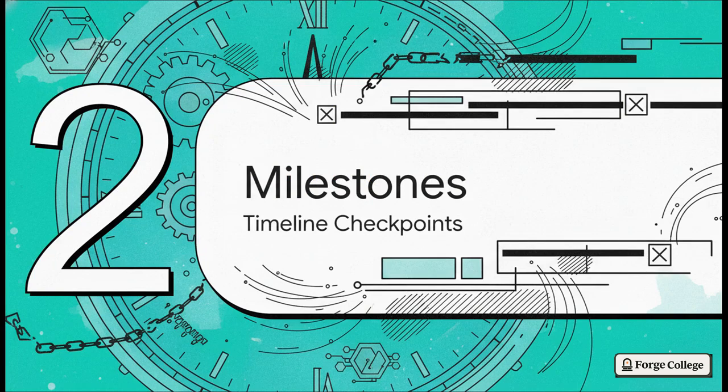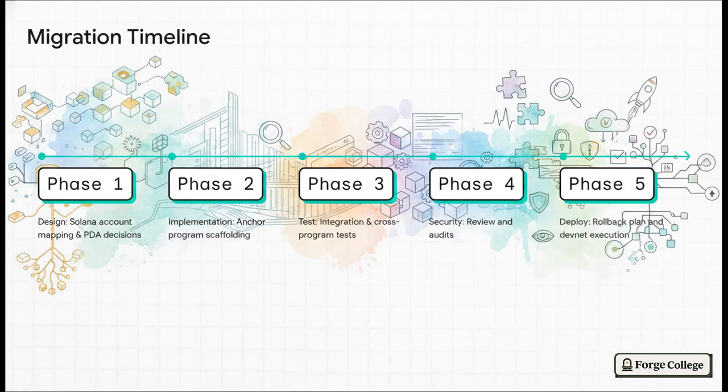Moving right along to Section 2, Milestones and Timelines. All right, so here is our critical path. It starts with design, moves straight into implementation, then integration testing, security review, and finally deployment. But I really want to highlight that first step, the design phase. For this specific migration, that phase covers exactly how we map the EVM account model to Solana and make all those crucial PDA decisions. That foundational work literally dictates the success of every milestone that comes after it.